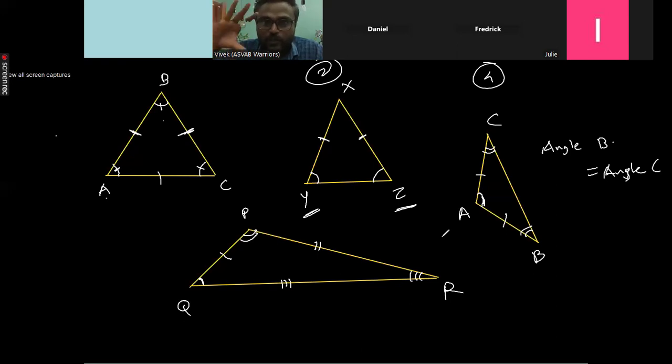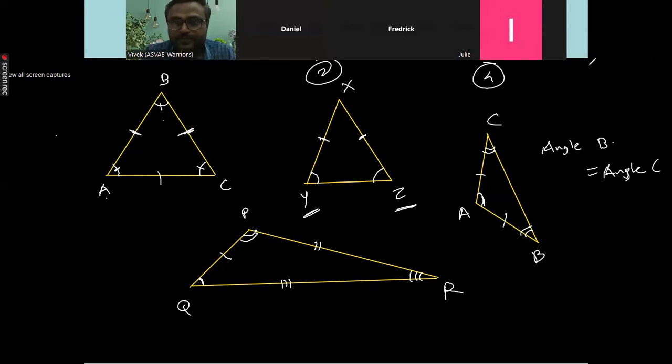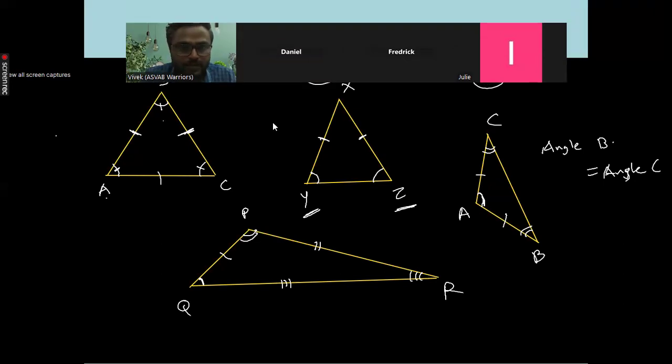Have you understood it? If you have got it, please show me a thumbs up. And if you want me to explain this again, please let me know in the chat box. Daniel, Frederick, Julie, Jacob, if you have understood this, please show me a thumbs up. Daniel got it. Okay, Frederick, did you understand the symbols of triangles?